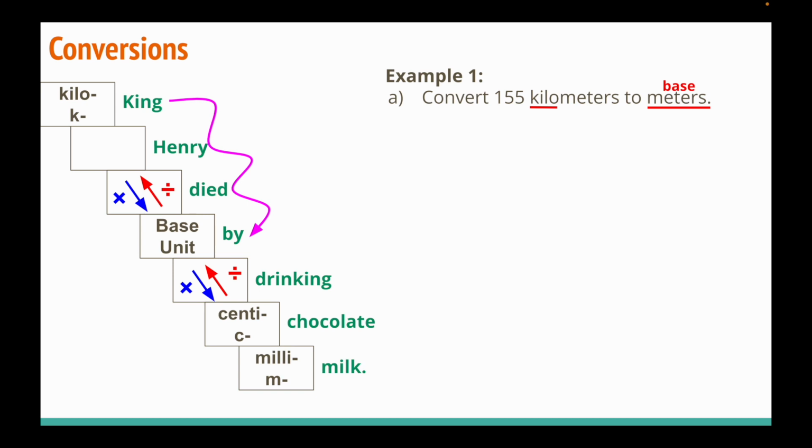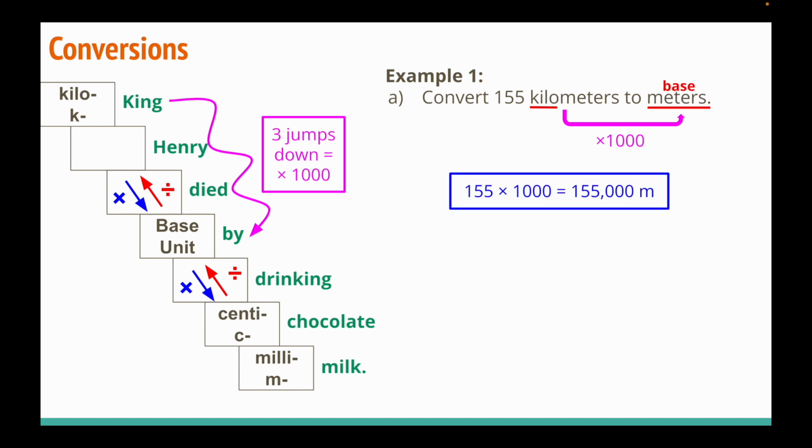Okay, so here we go. Here's the animated version. We're going to have to go 3 jumps down times 10. Times 10 is 100. 100 times 10 again is 1,000. So we're going to multiply 155 times 1,000, and we get 155,000 meters.